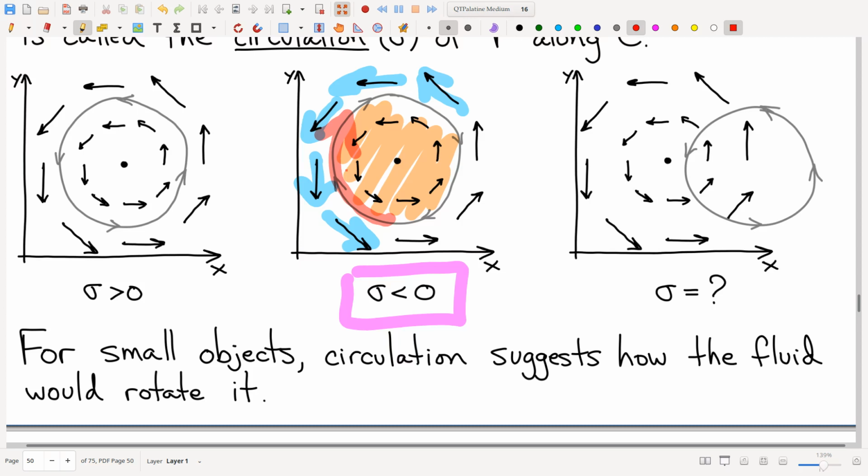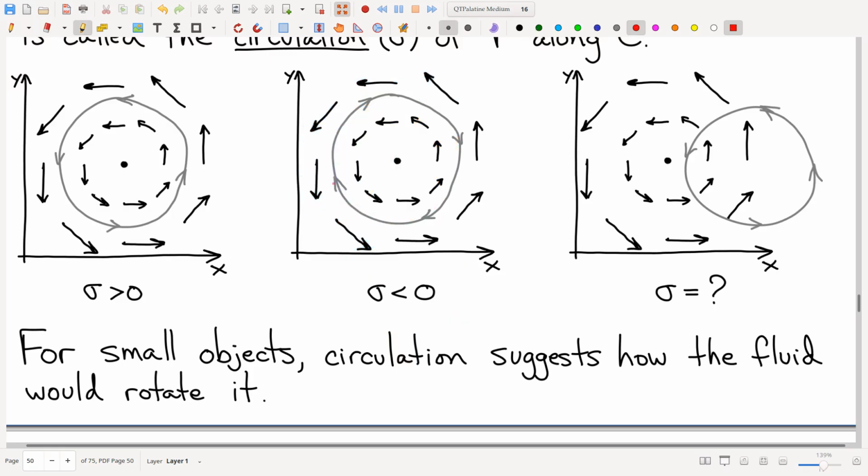And here, with the curve going this way and circulation being negative, that's telling us the leaf would rotate opposite of the direction of the curve. And again, of course it is. Look at the fluid, right? The fluid's still going counterclockwise, and the leaf is going to do what the fluid tells it to do. Okay. All right, moving along.